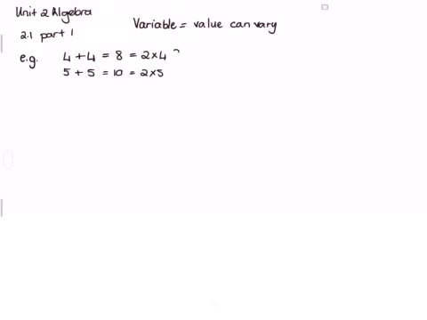So if we wrote this in algebra, we would say a number plus itself, so it has to be the same variable, is the same as 2 times that number. But in algebra, we leave out the times sign. We just write 2x. Because the x is a variable, it's a letter, there can be no confusion. We know that that just means 2 times x.